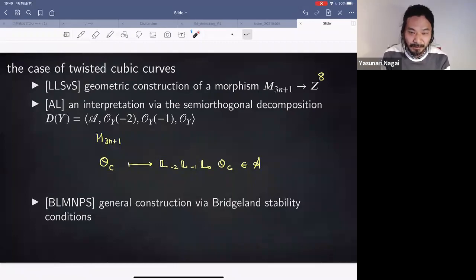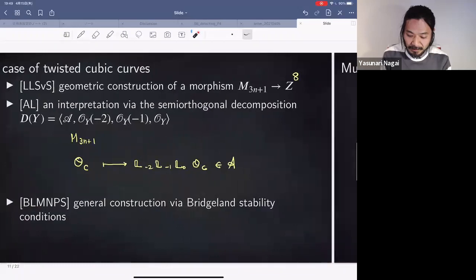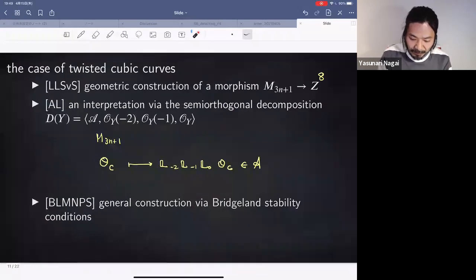Sorry, cubic fourfold. Yes. Yes. But starting, of course, this is really good. All of them are good results.